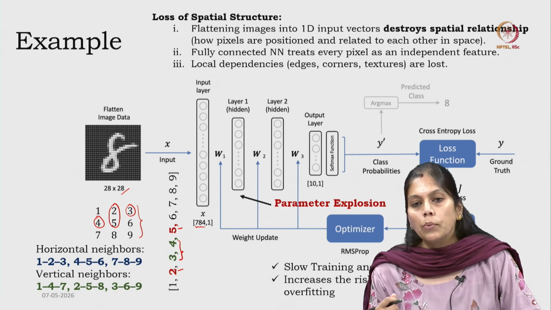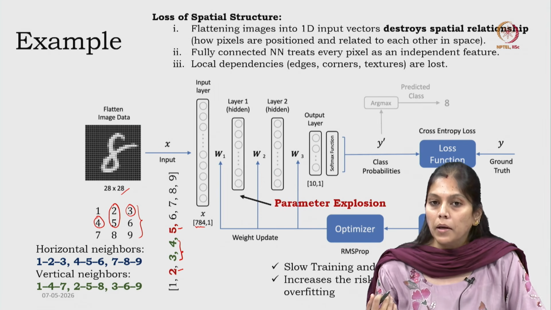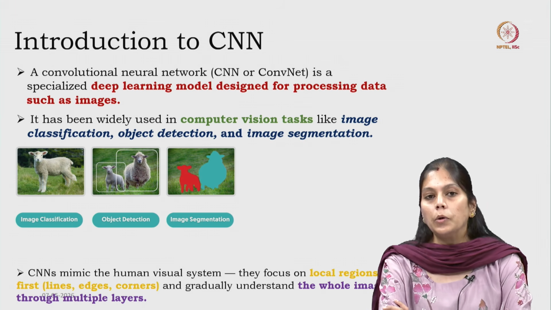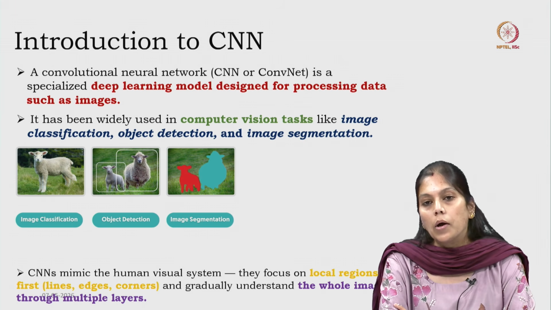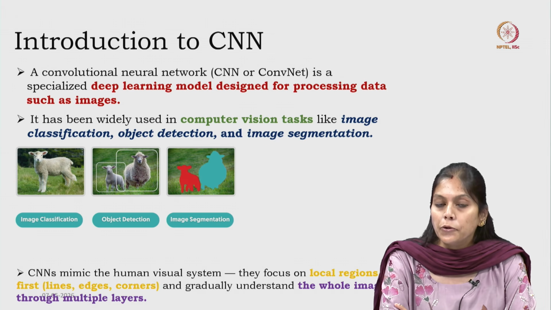If that is the case, we definitely require one more neural network or one more deep learning model. That deep learning model here is a convolutional neural network. In short, we call it a CNN. Now, what exactly is a CNN used for?